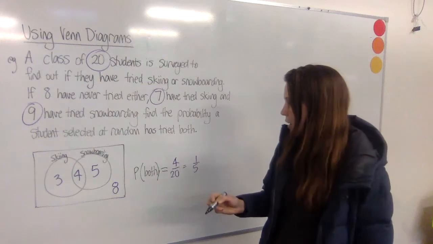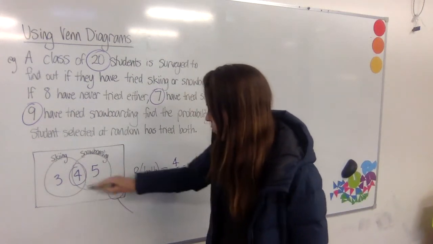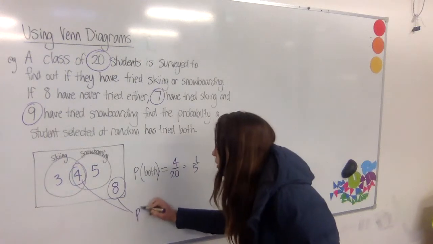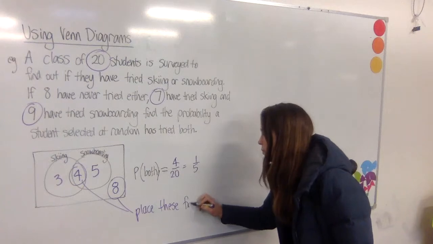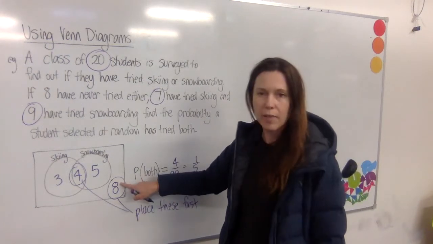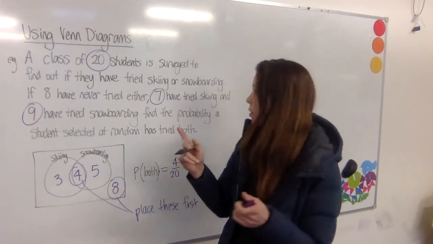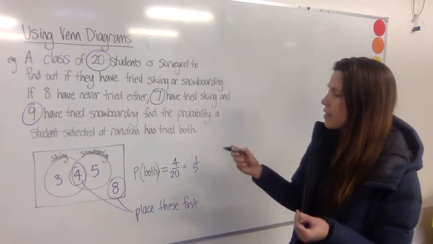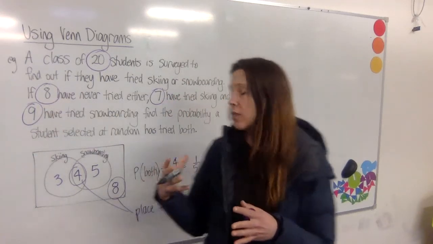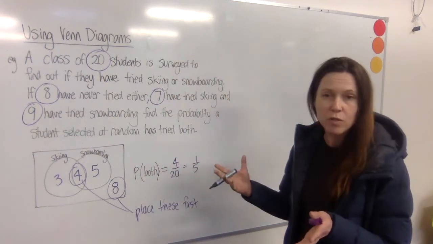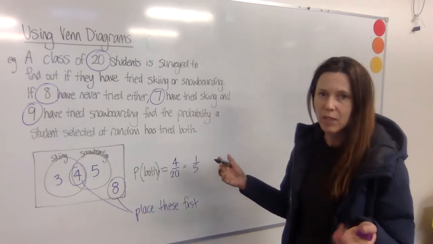So what we've learnt there is put these numbers here into your diagram first. Place these first. Now, why? Because these ones are nice and simple. You'll either be told what that number is or you can work it out by seeing what the complement is. So perhaps in a different rephrasing of the question, they might not have told us that 8 haven't done either, but they could have just said, okay, I've got 12 students who have been to the snow, say, and tried one or the other. That would be the other way you could give it.